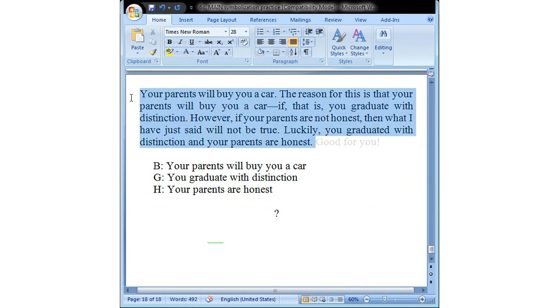Now, here we have an argument. Someone's saying something and giving reasons for it. What's the main point of this? Someone emails you this. What's the main point they're trying to make? What's the conclusion they're trying to establish? Parents will buy you a car. The reason for this is that blah, blah, blah.